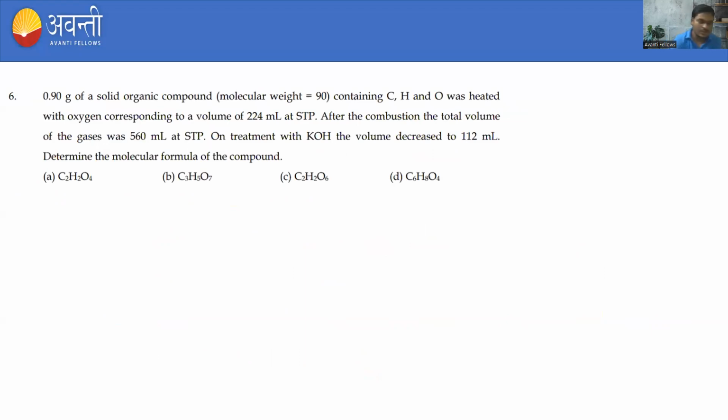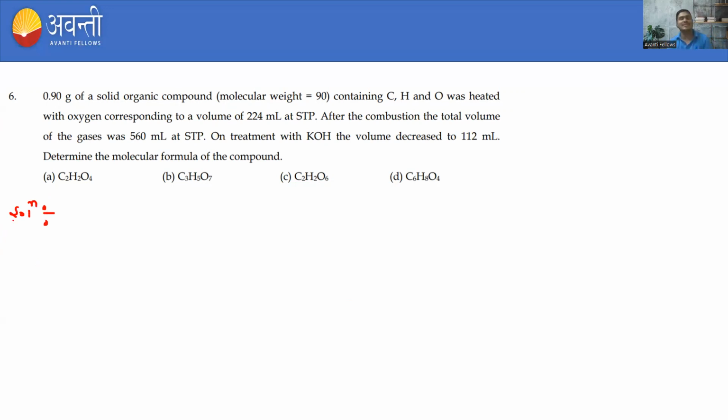Okay. Now the next question is: 0.9 gram of a solid organic compound having molecular weight 90, containing C, H, O, was heated with oxygen corresponding to a volume of 224 milliliter at STP. After the combustion, the total volume of the gases was 560 ml at STP. On treatment with KOH, the volume decreased to 112 ml. Determine the molecular formula of the compound. This one is also a very interesting question, how you will determine the molecular formula of the compound. So let's start solving.